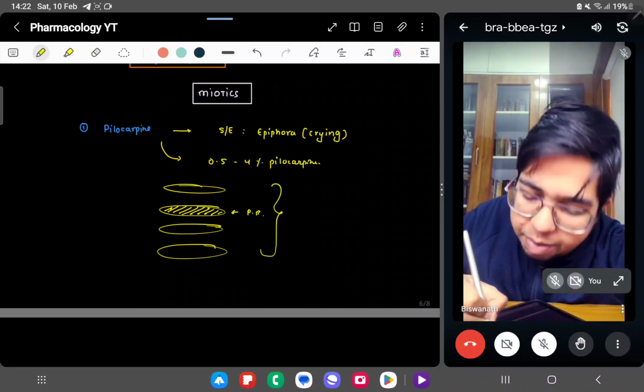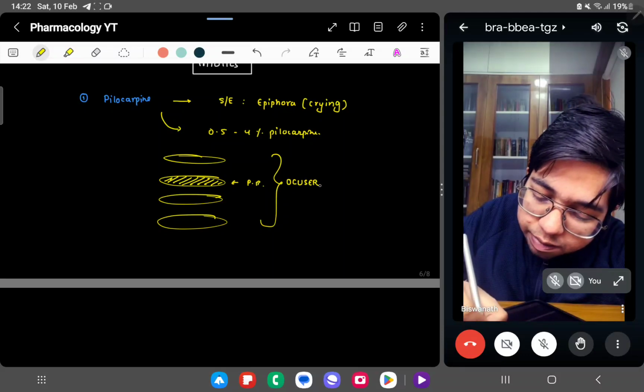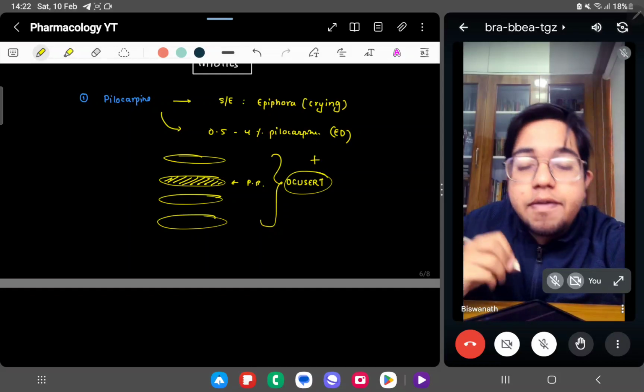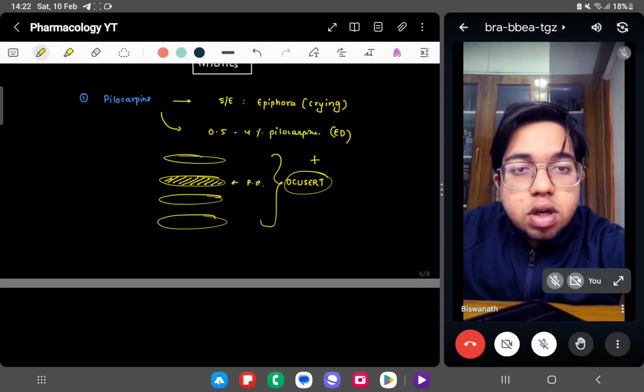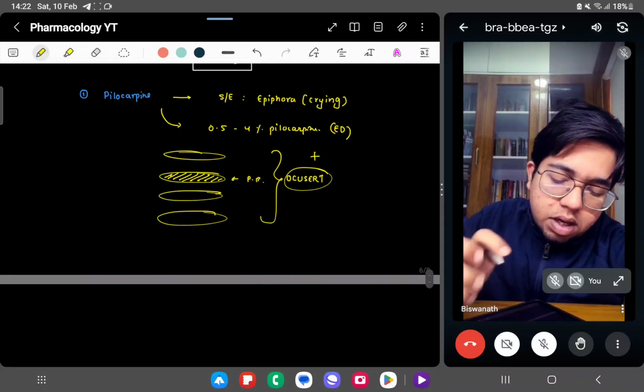This type of implant is inserted into the eye. So this is called Ocusert. So you can have either eye drops or you can have some eye implants, that is Ocusert. Okay, understood.